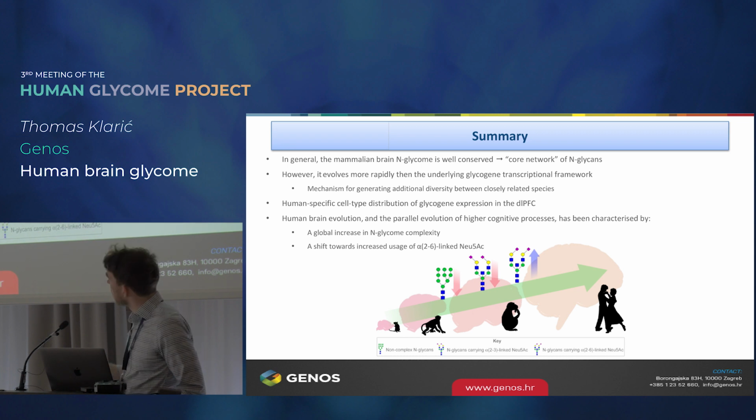and we can say that we've identified a couple of evolutionary trends in the human lineage. So we can say that human brain evolution has been characterized by 2 main trends: a global increase in N-glycome complexity, as well as a shift towards increased usage of alpha-2,6 linked sialic acid. Of course, we don't really understand yet the significance of these trends. It's something that will no doubt form the basis of future investigations, but that's the direction we'll be heading in the future.